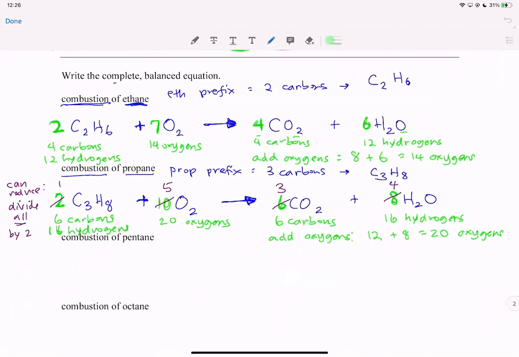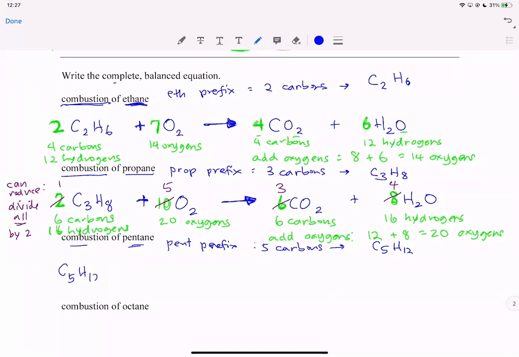So now let's take a look at the next one, which is the combustion of pentane. So pentane is pent. That prefix is 5, so this prefix is 5 carbons. That means it's going to be C5. And then the number of hydrogens is 5 times 2 plus 2, or 12. So this is C5H12. And then the rest of it is the same. So this is O2. And then on the right side of the arrow, CO2 plus H2O.